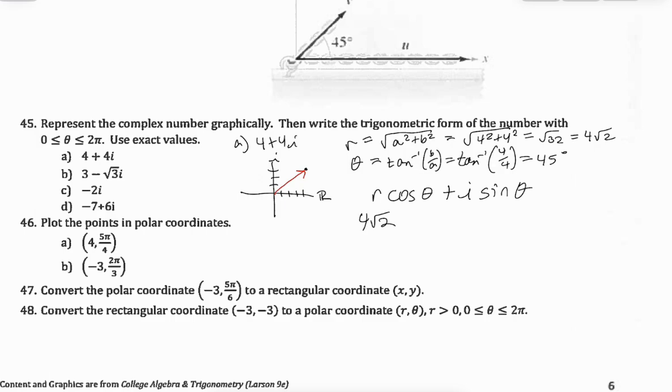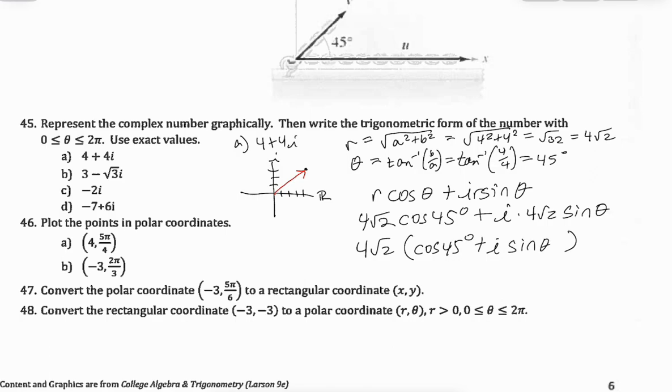So that's 4 radical 2 cosine of 45 plus i times 4 radical 2 sine of theta. You can also write it just with the r in front of the cosine and the sine. I've seen it written both ways. So you can put the r just in front of both things, or you can just put the r in front of a parenthesis. I don't care how you do it. Okay. So that is that.